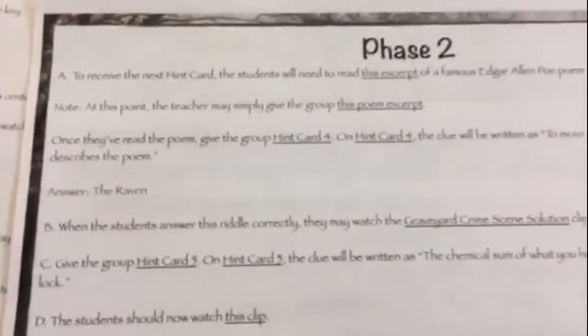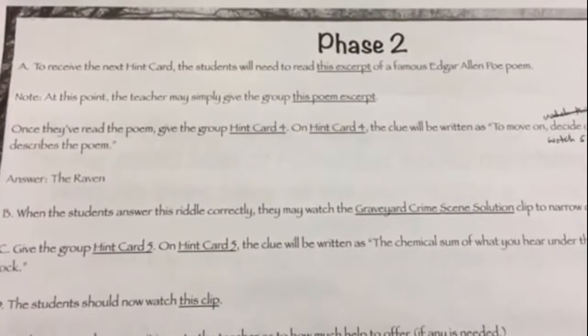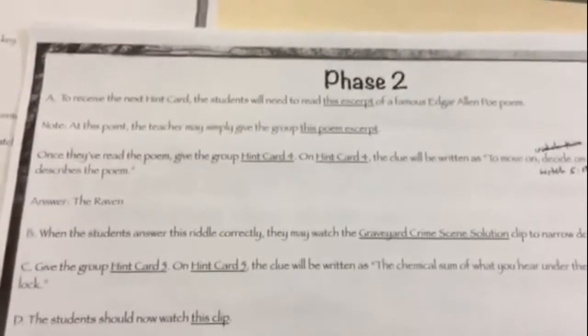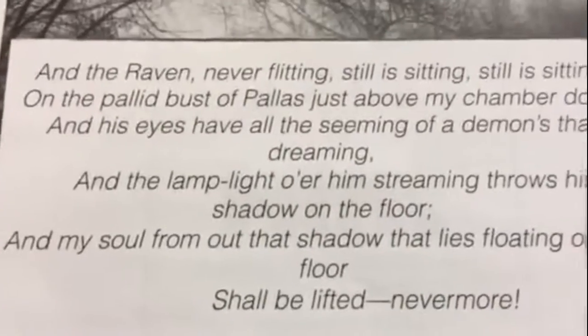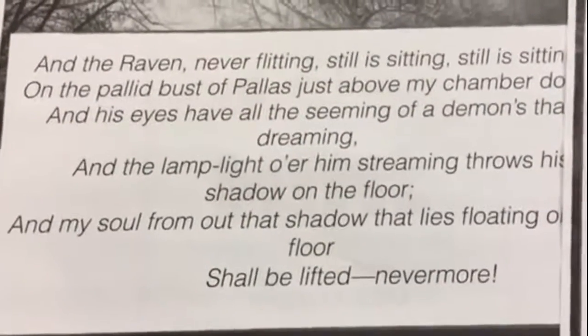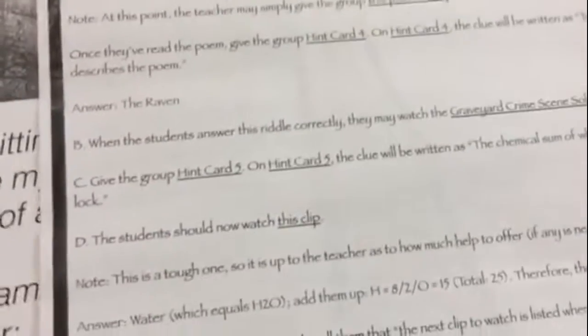Phase 2 starts off a little bit tricky. It says to receive their next hint card, students need to read this excerpt from a famous Edgar Allan Poe poem. And that excerpt is right here, and it's also included in the guide. And basically, it's a part of, obviously, The Raven. Okay, so once the students have gotten that and they've read it, you can give them hint card 4 once they've read over the excerpt of the poem.